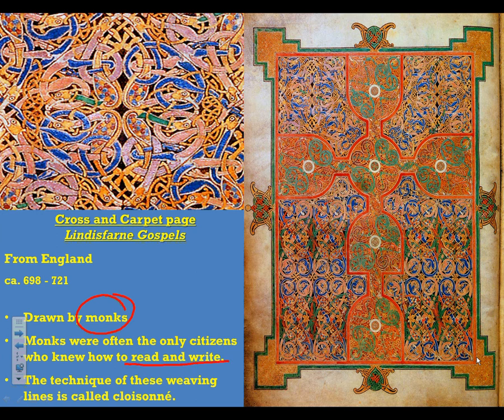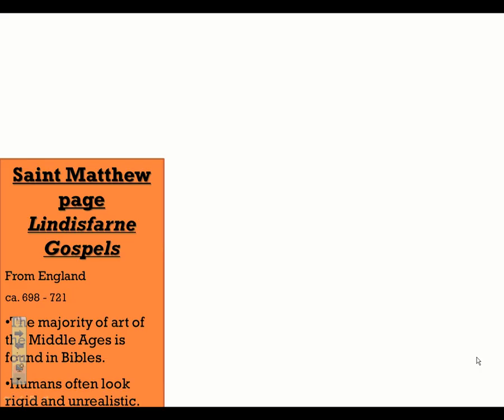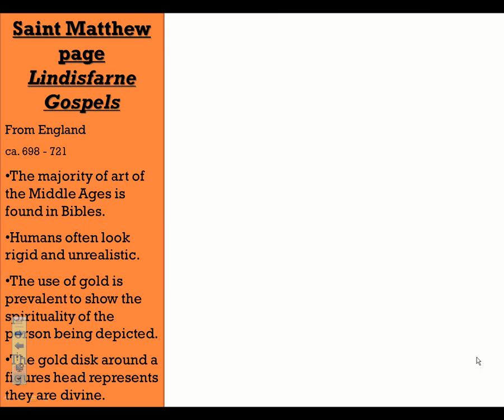With that, you see a lot of interwoven designs. This weaving design you see on these pages is called cloisonné. It's also used in some metal work that we'll see later on. All these interweaving patterns are a very typical depiction of something that would come from the Middle Ages. Next up, we have the St. Matthew page, also from the same book.